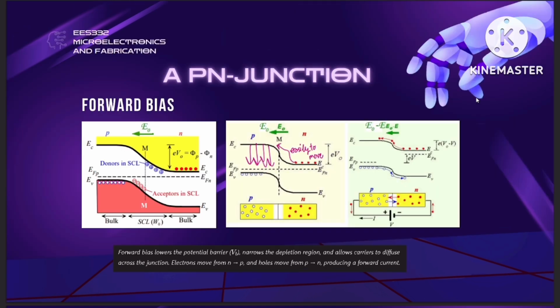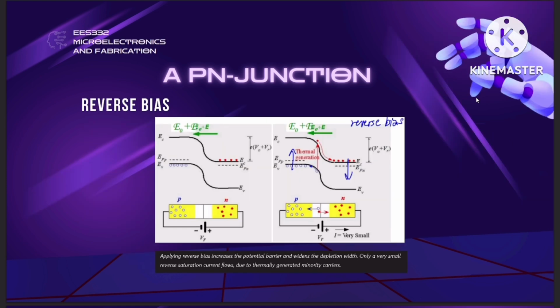p-n junction forward bias. Forward bias lowers the barrier and narrows the depletion region. Electrons on the N side diffuse into the P side and recombine. Holes diffuse the other way. The diode current rises exponentially with voltage. The energy band diagram shows Ec and Ev bending down at the junction and carriers crossing the reduced barrier.